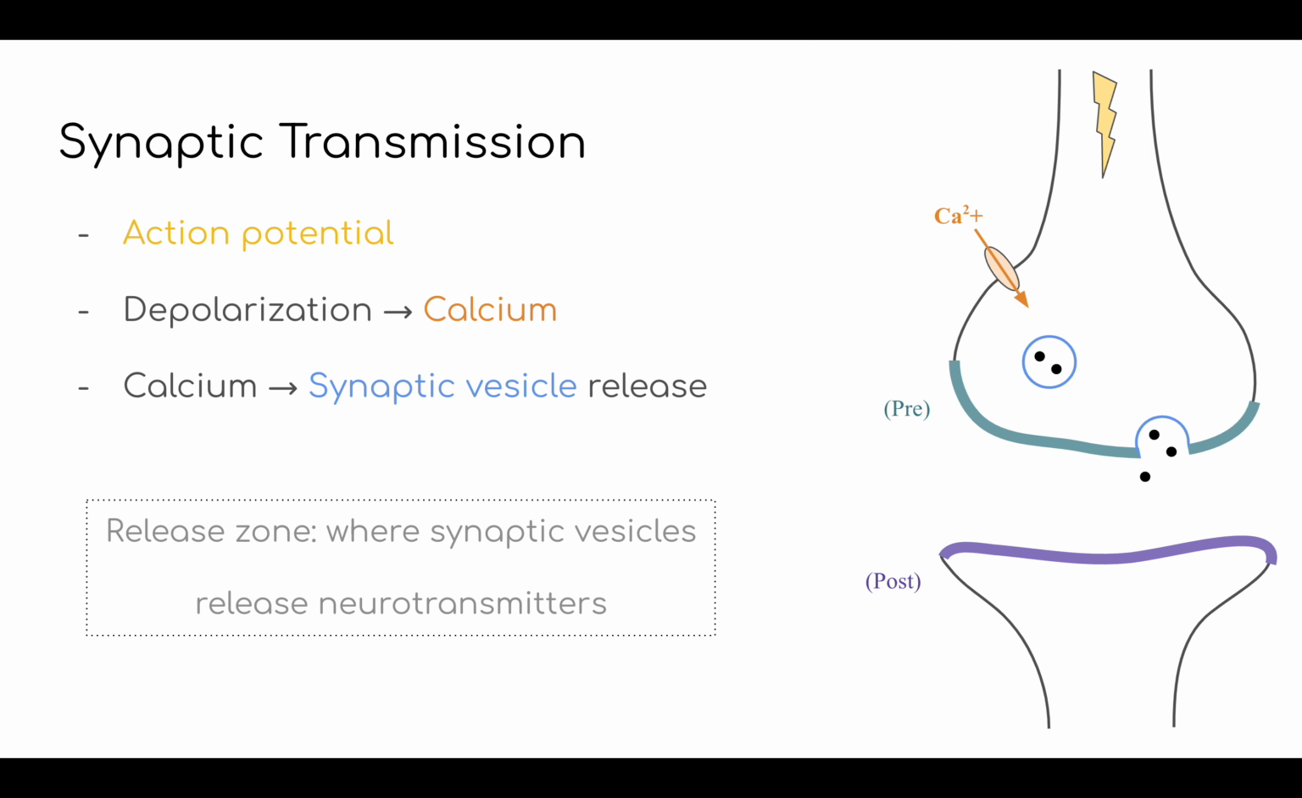Now, the resulting depolarization enables calcium voltage gated channels to open and for calcium ions to enter the terminal. And when these calcium ions enter, they cause the synaptic vesicles to then fuse with the presynaptic membrane, therefore pushing their neurotransmitters out into the release zone.